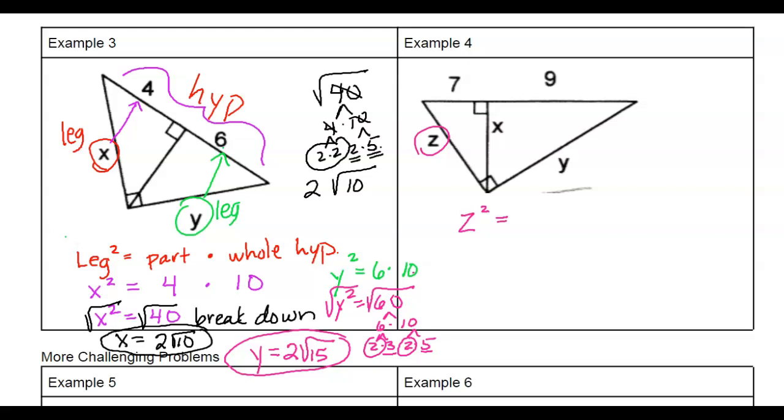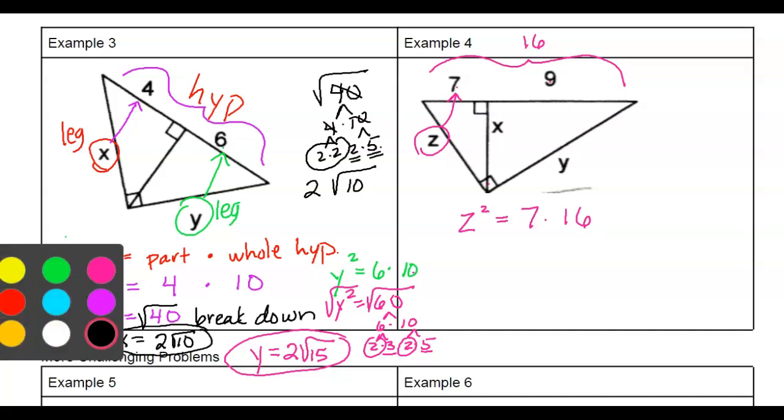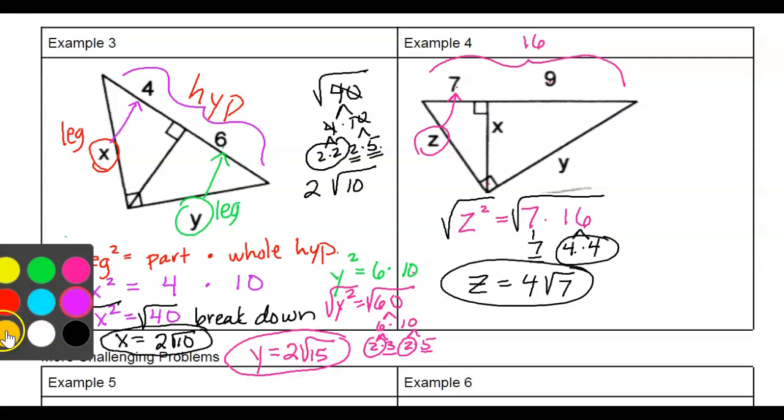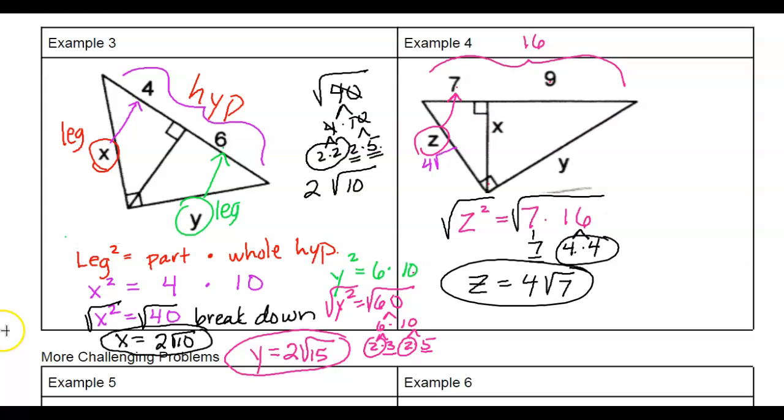So z squared equals the part of the hypotenuse, because remember, here's my right angle. So the part that it's by times the whole thing is 16, because 7 plus 9. Now, I think we've learned we're going to take the square root, so we really don't need to multiply these back together. The 7's going to stay 7, and 16 is 4 times 4, so here's the double. So z equals the 4 comes out, and the 7 is single. So I'm going to go ahead and label my picture. So 4 root 7.